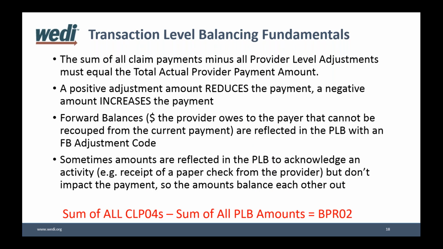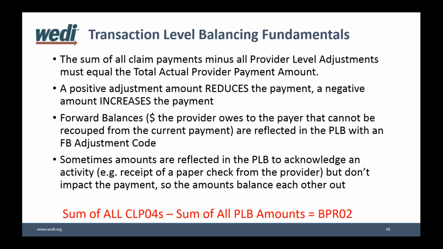So now that we've got service and claim level balancing done, now we're going to talk about the transaction level balancing fundamentals. So the sum of all those claim payments minus all the provider level adjustments must equal the total actual provider payment amount. And that's our BPR02. So again, we're talking about the positive adjustments reducing payment and the negative increasing payment.